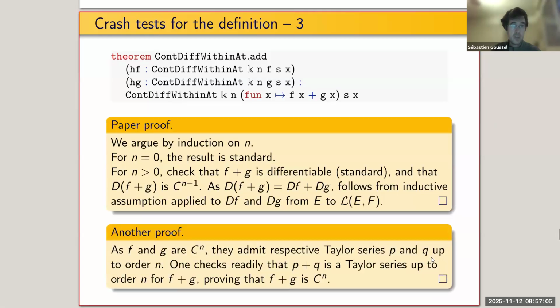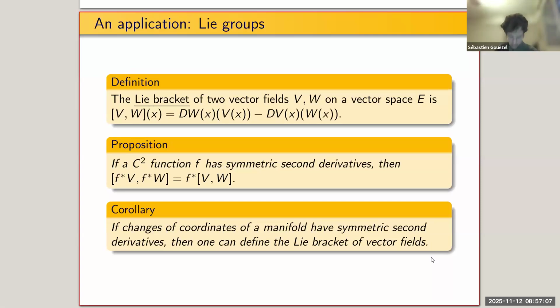I will just skip this because I would like the 3 minutes remaining to talk about one application that was a big motivation for this general definition, which is Lie groups. Because Cn functions, I'd say, have two big domains of application, analysis and geometry. I'm more into geometry, so I will talk about a geometric application. I'd like to define the Lie algebra of a Lie group.